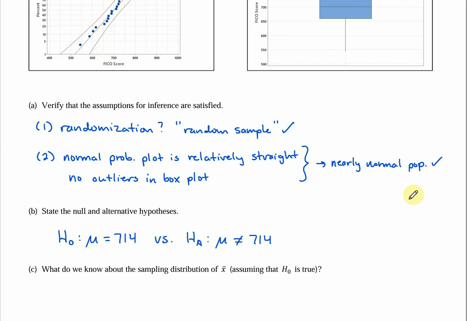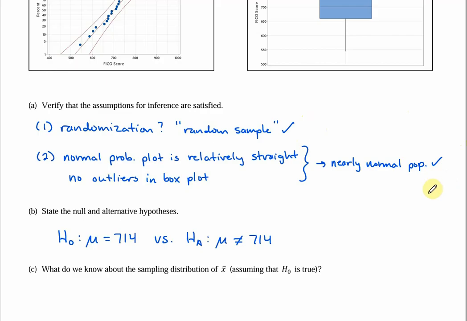Since all of these parts have been mentioned, I figured it made sense to go ahead and fill them all in. It does say random sample, right? That's in the wording, random sample of 20 current FICO scores, so that takes care of the randomization. And with the graphs, it's not perfect, but it's relatively straight in the normal probability plot, and that's what we want to see. No outliers in the box plot, and those two together are enough to say it looks like we have a nearly normal population, which means that we can go forward.